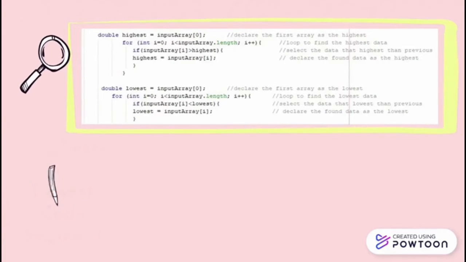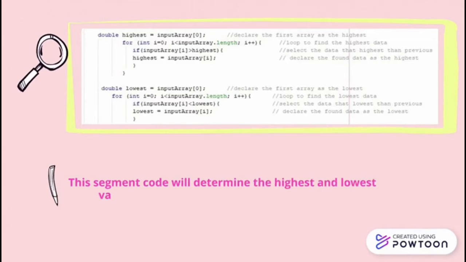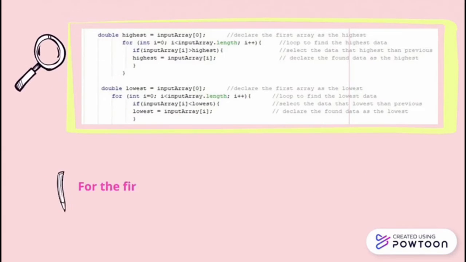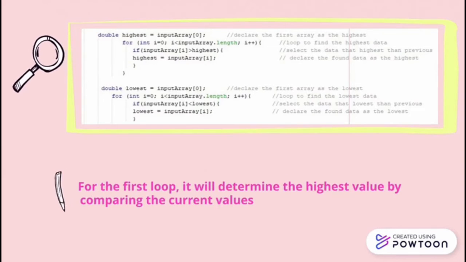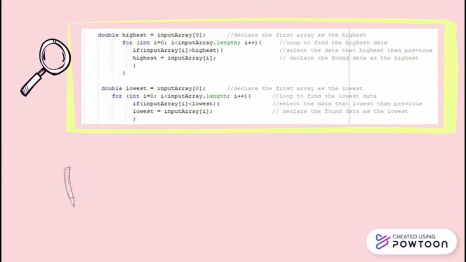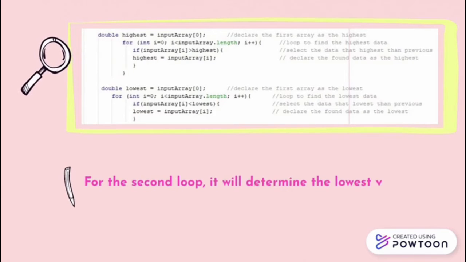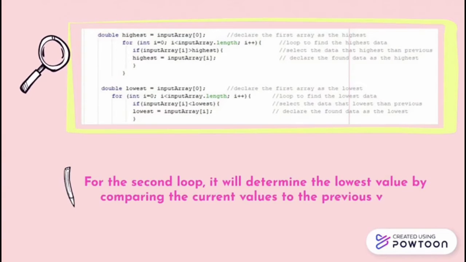Highest and lowest code segment. This code segment determines the highest and lowest value from the input that the user has entered. The first loop determines the highest value by comparing the current value to the previous value. The second loop determines the lowest value by comparing the current value to the previous value.